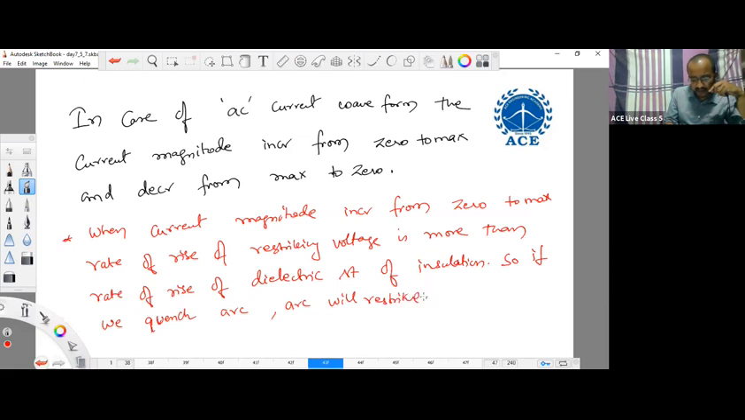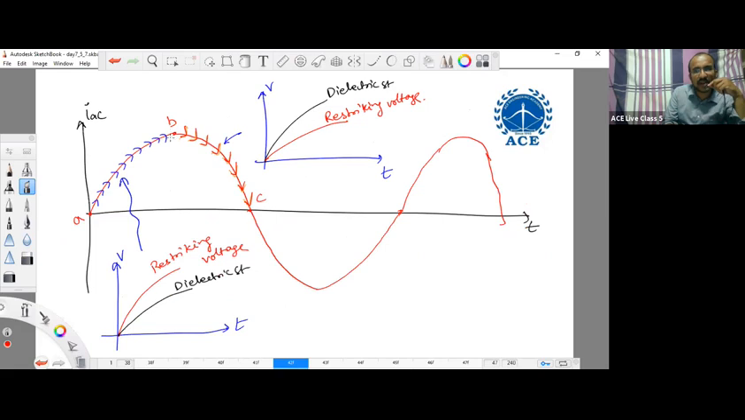Now, if you consider the second case, when the current magnitude is decreasing from maximum to 0, the rate at which dielectric strength is rising will be more than the restriking voltage. So if you quench the arc during that interval, the arc will not restrike.